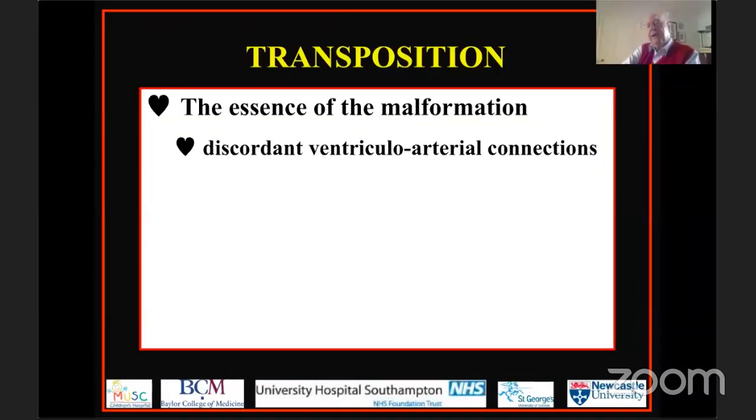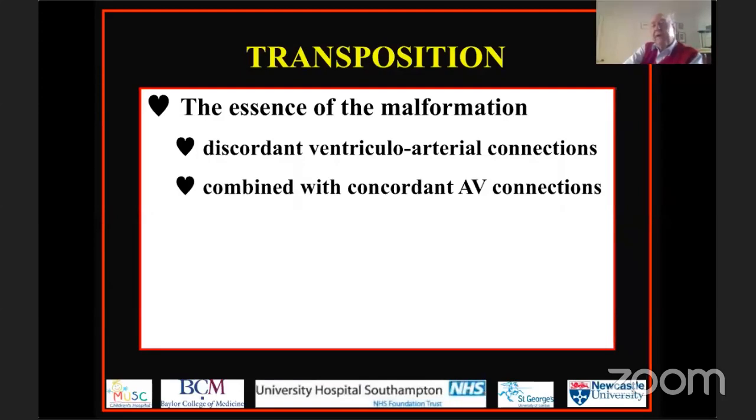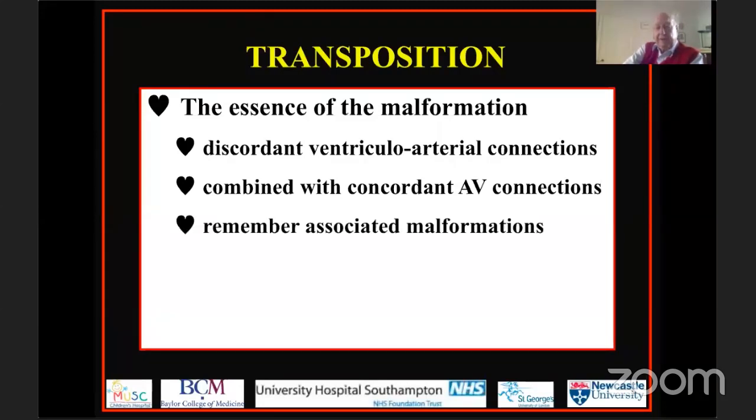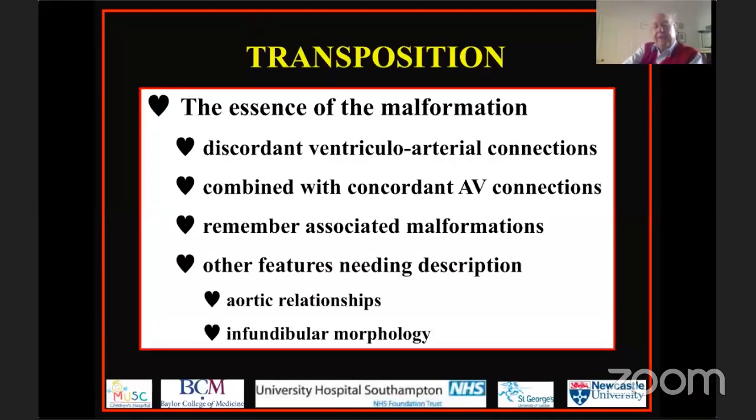So what I hope I've convinced you during our discussions this afternoon is that the essence of transposition is discordant ventricular arterial connections. And in the commonest variant, which again I believe should be the default for the name transposition, is the combination with concordant atrioventricular connections such that the blood streams are going in parallel rather than in series. And then remember the associated malformations, because they can disturb the hemodynamic pattern and they can make what might be called simple transposition into a much more complex lesion.